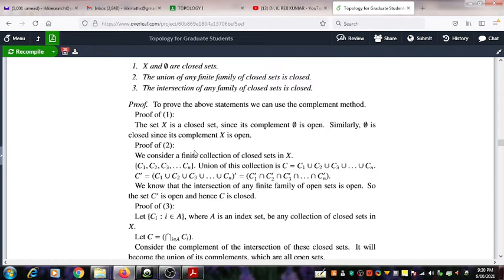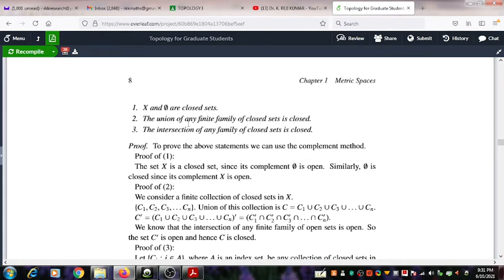Similarly, since we have seen that X is open, its complement is the null set, therefore the null set phi must be closed. Hence we can complete the first part of the first statement. Then the proof of the second statement.